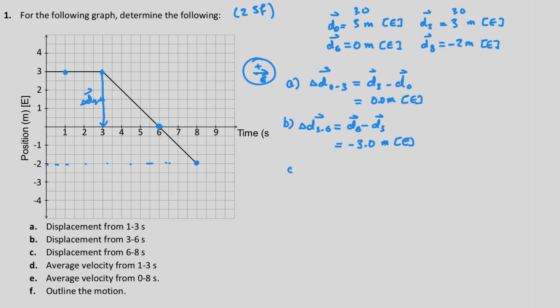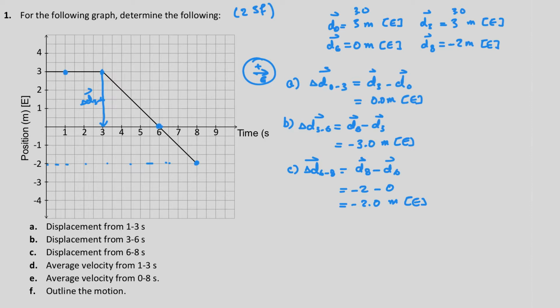And then for C, we're asked to find the displacement from 6 to 8 seconds. So that's position 8 minus position 6. Position 8 is -2, position 6 is 0, so that's -2.0 meters in the east direction or 2 meters in the west direction. Again, completely up to you in terms of how you're going to write the final answer.